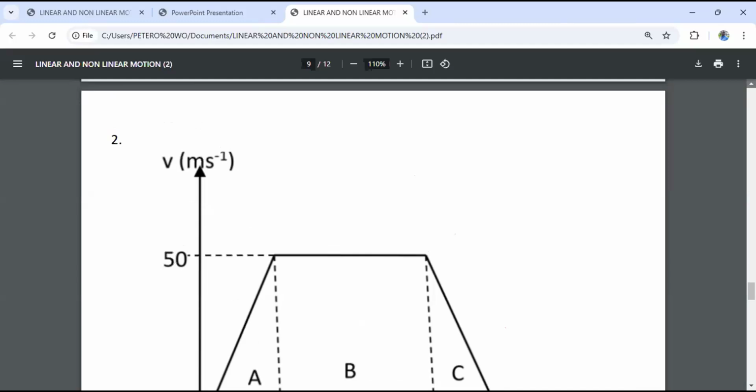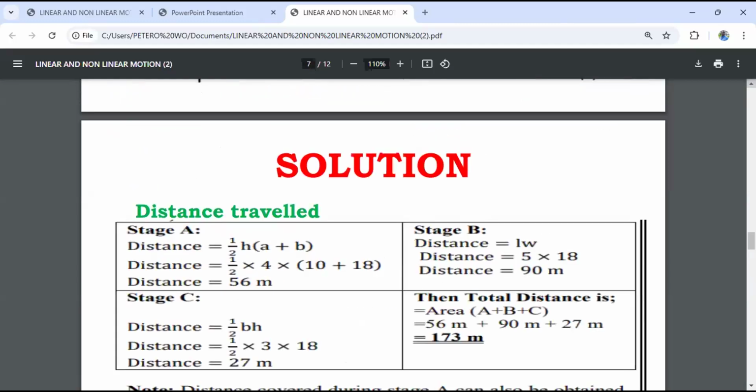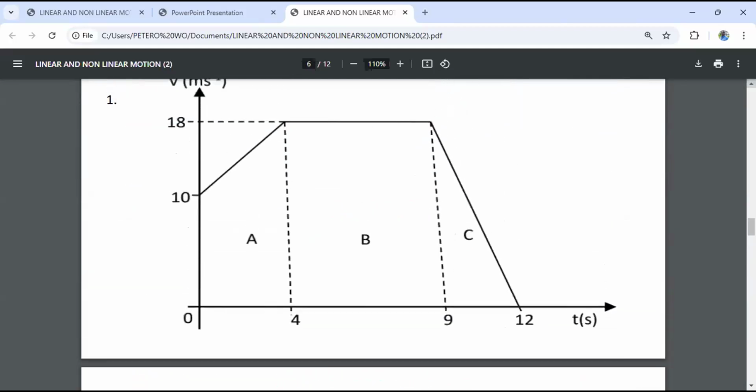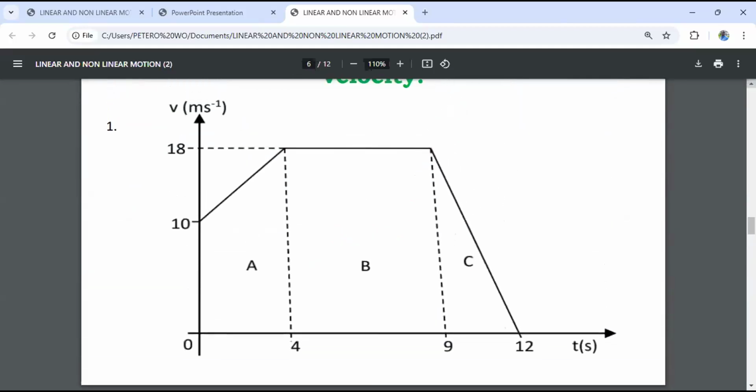Someone is asking me in the chat, where does the 5 come from for stage B? I want you to look at that graph. That graph comes from 4 on the time axis to 9. So the time interval between 4 and 9 is 5. We get the 9 and we subtract the 4 to get the 5. The same applies to C. The base of this triangle is 3, where the 3 comes from subtracting 12 minus the 9.